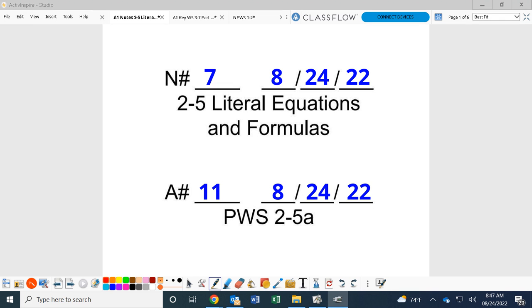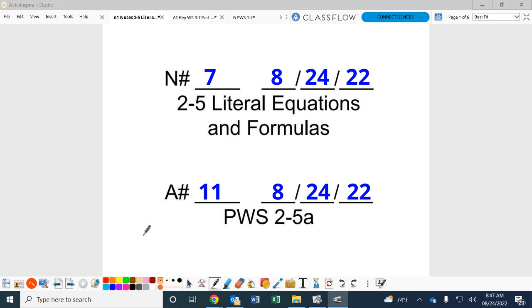It's on literal equations and formulas, guys. Literal equations means you're going to have more than one variable in your equation. You're going to be manipulating the equation by moving things around just like you did on all the others. But instead of having just one x in the problem, you're going to have x and y and a and b and all these different things. And you just have to move them around just like you do the numbers.